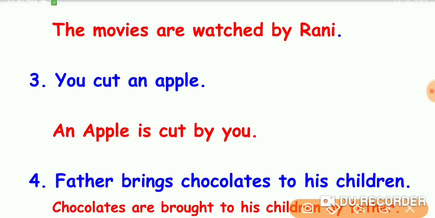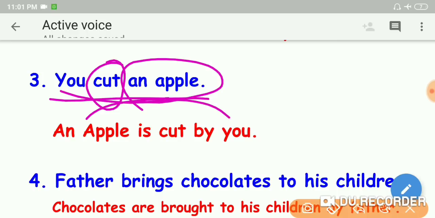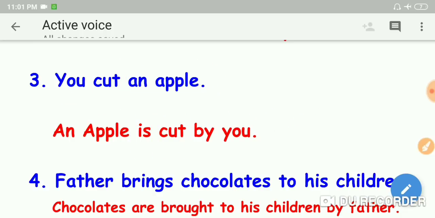So you cut an apple. You cut an apple. Cut is also a transitive verb because an apple is object. It answers to the question who or what. So here an apple is brought to the subject position, you sent to the object position. Again, is used. V3 form of cut is cut only. Cut, cut, cut. So V1 is cut, V2 is cut, V3 is also cut. So that's why this is also passive sentence, my dear friends.